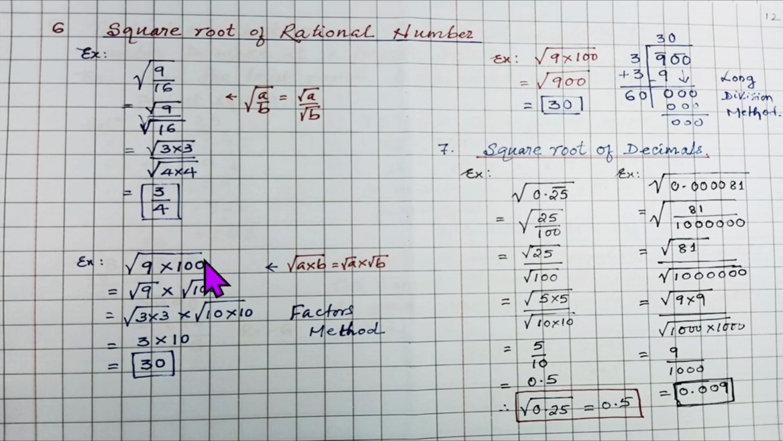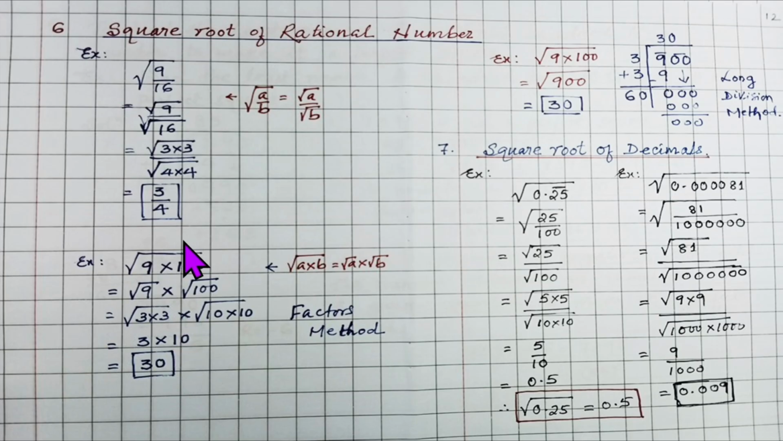Now the next example is, if you want to find out the square root of 9 into 100, very simple again, apply the rules of radicals. Root of a into b is equal to root a into root b. So root of 9 into 100 is root of 9 into root of 100. Root of 9 is nothing but 3 into 3. 100 is 10 into 10. Take one factor. So 3 into 10, that is 30. So that is how we find out the square root by factors method.